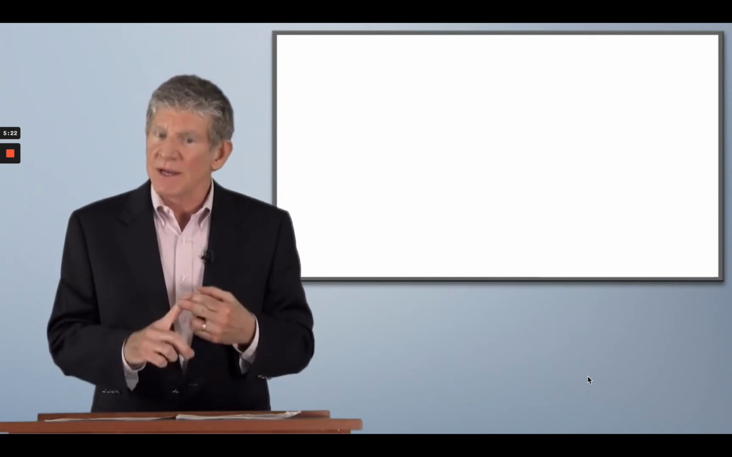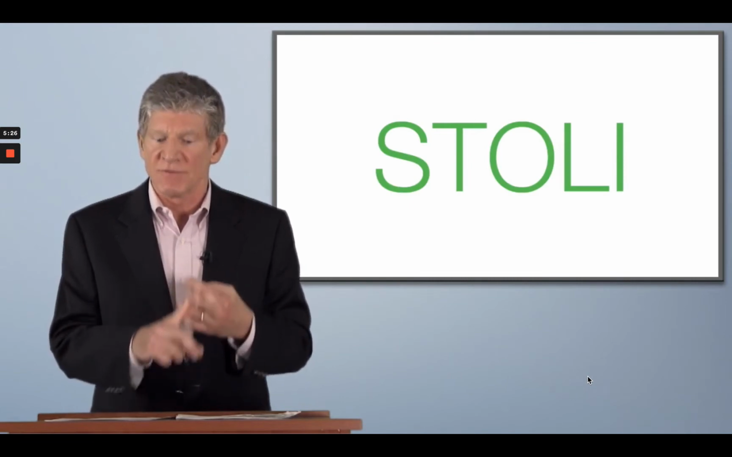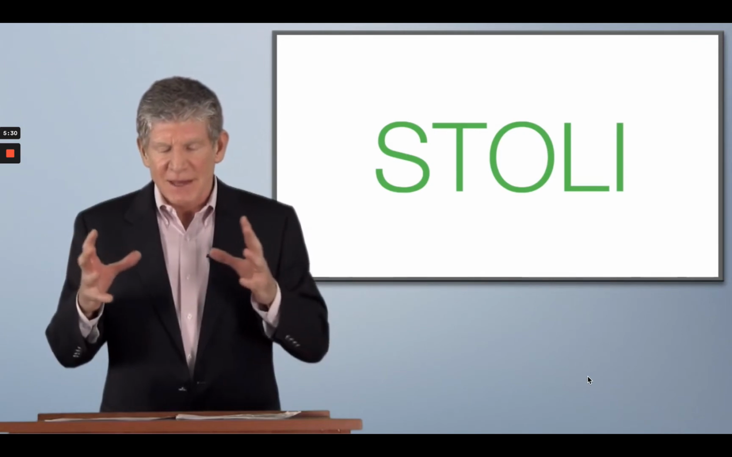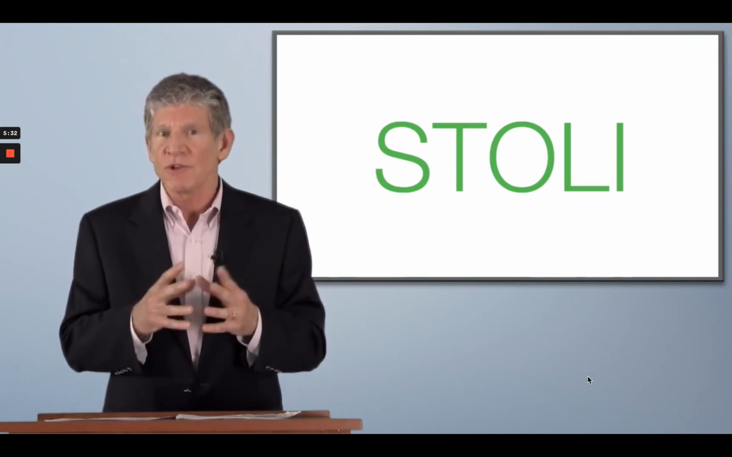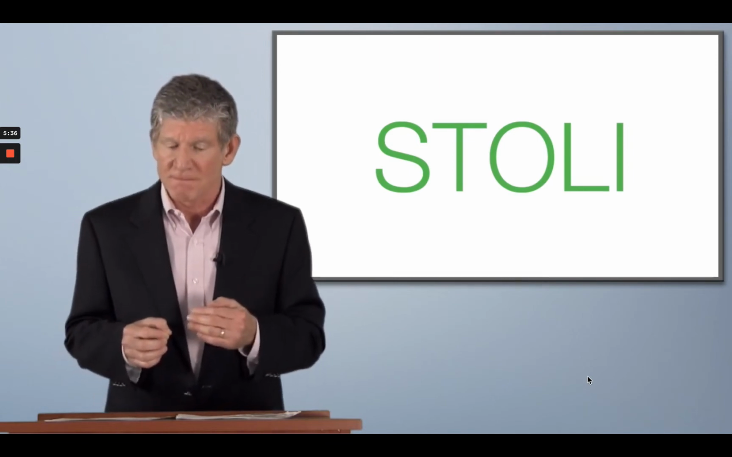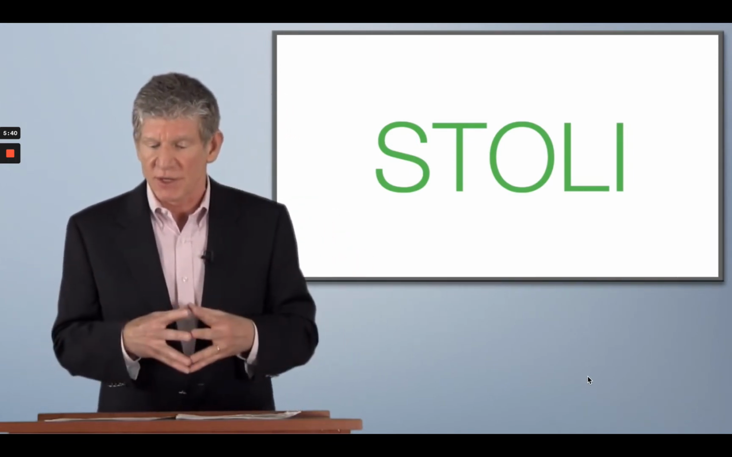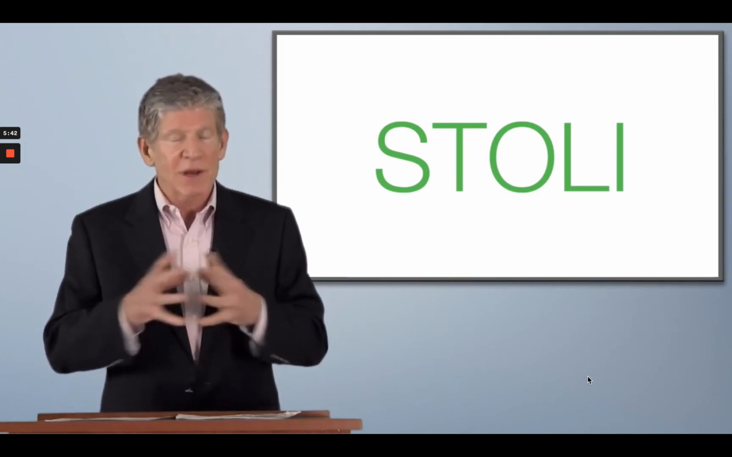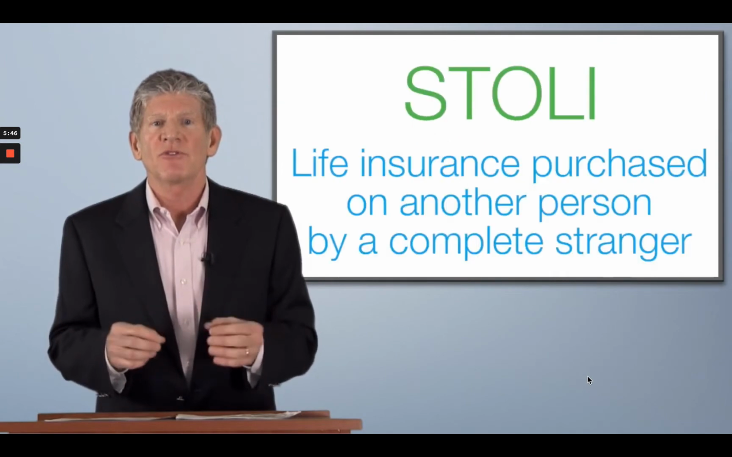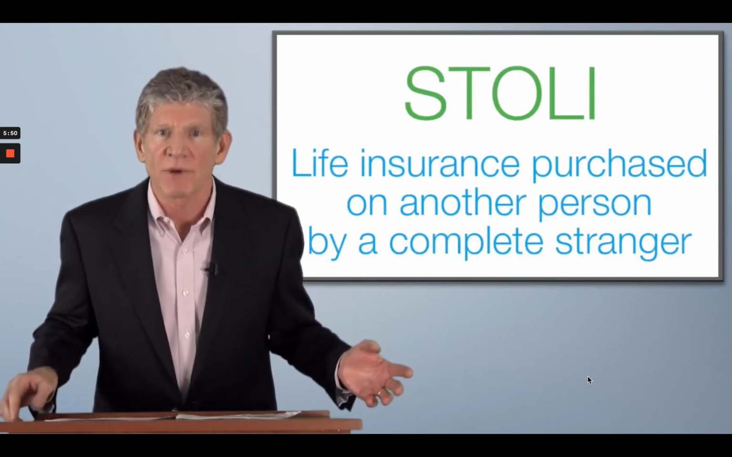Now, that led to a use for life insurance called stranger-originated life insurance, or STOLI. Now, frankly, STOLI is a socially distasteful use for life insurance that deserves a closer look. First, let's understand what stranger-originated life insurance is. In its simplest terms, STOLI is life insurance purchased on another person by a complete stranger.